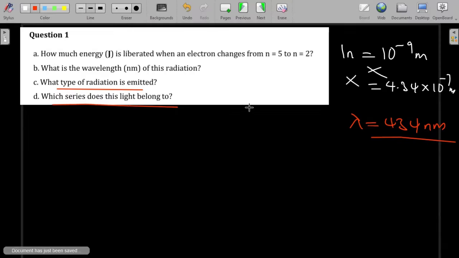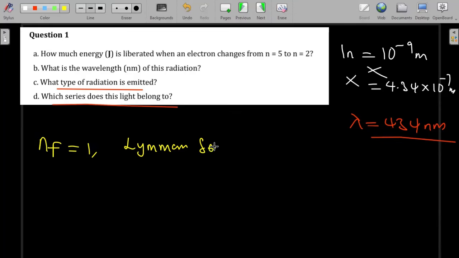So we have 5 series. These series are called transition series for the electrons. These series are dependent on the final energy level that they have. Okay, so if your final energy level is 1, then you have what we call the Lyman series.